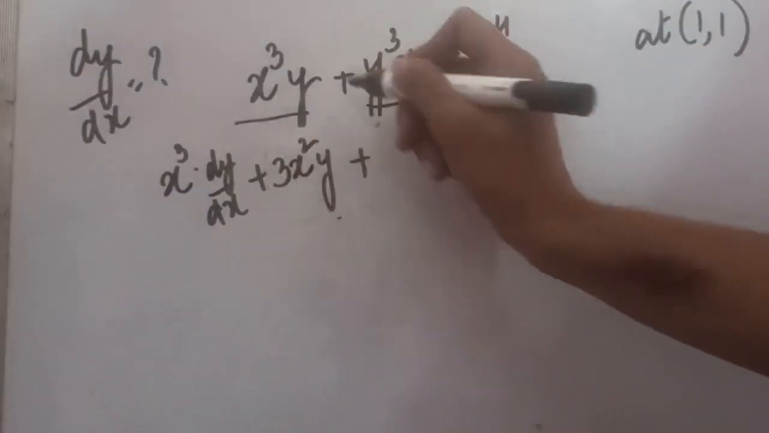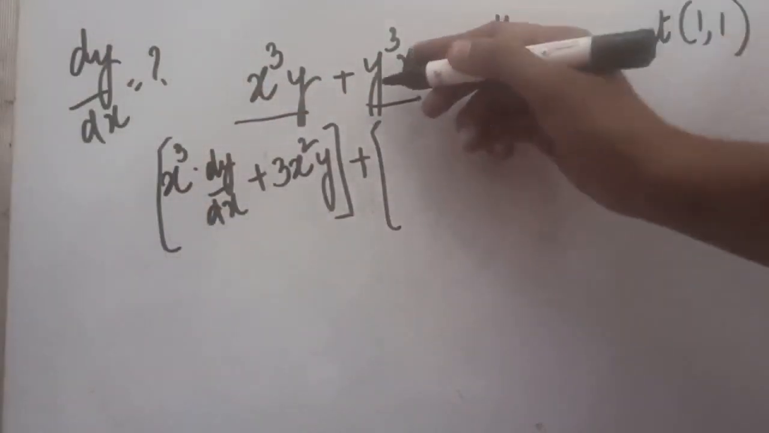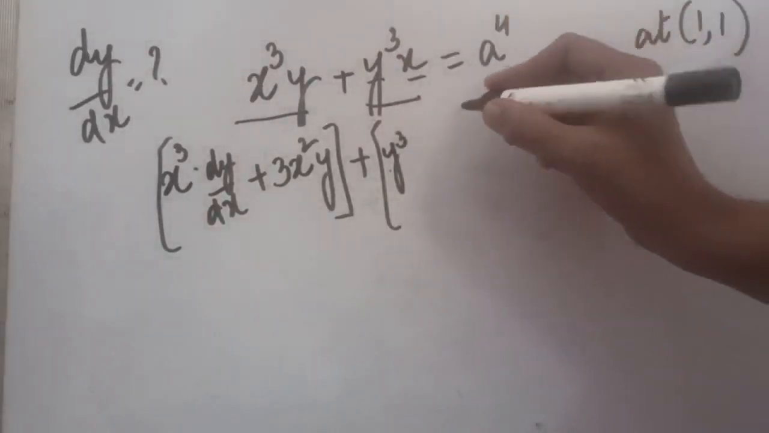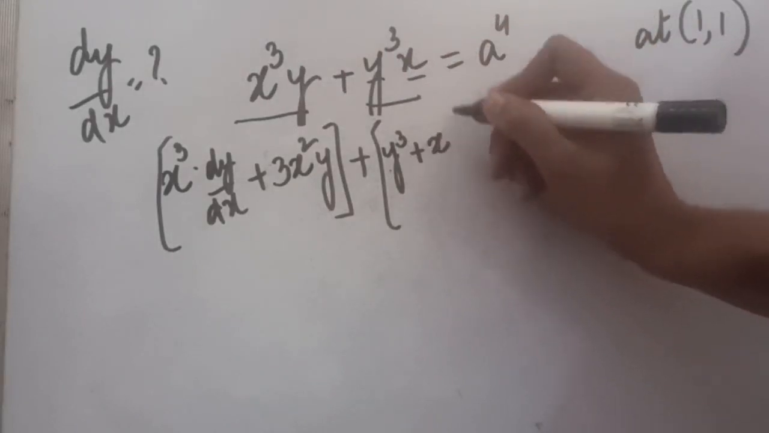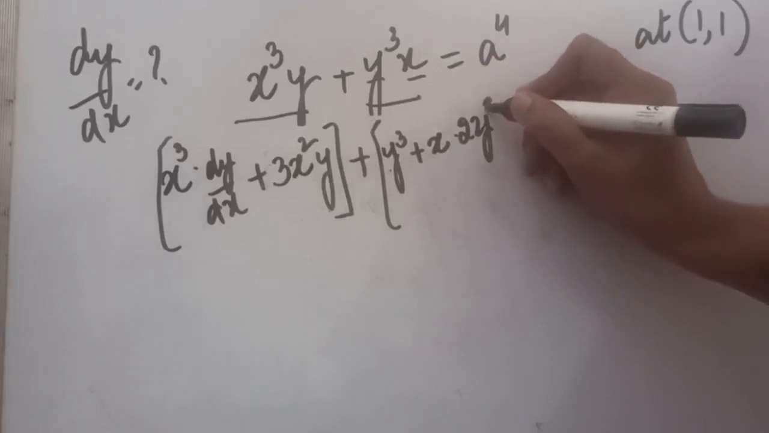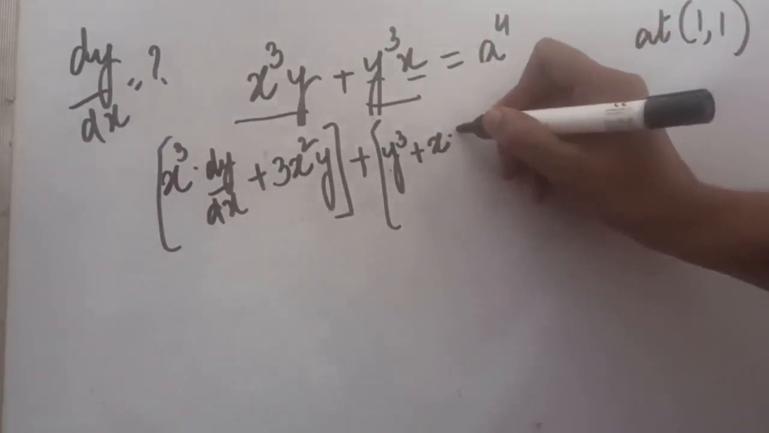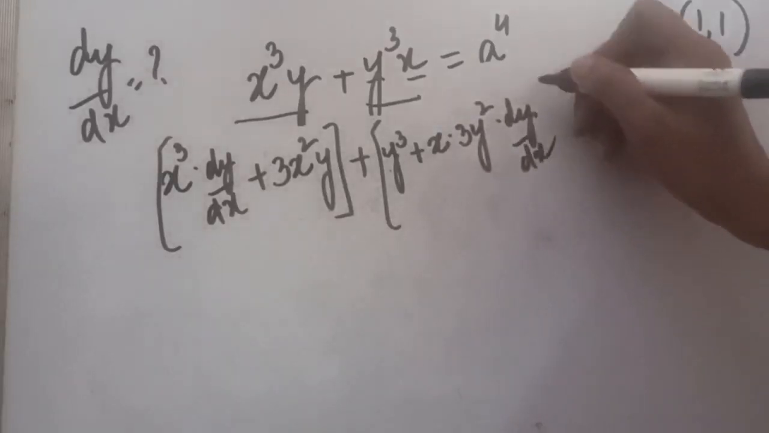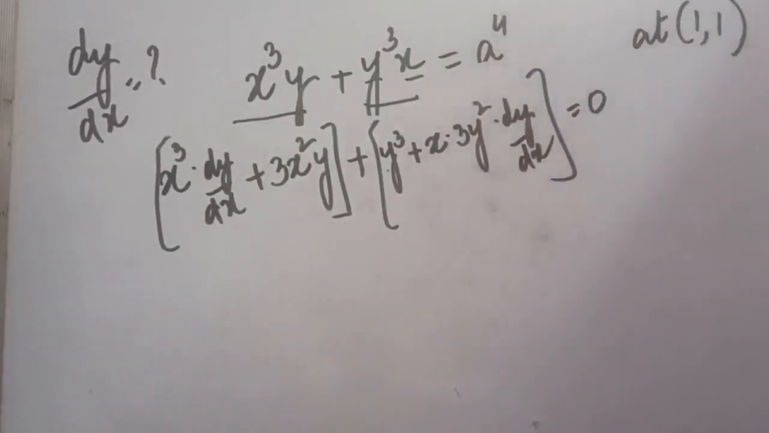Plus, so this was the differentiation of this portion. Coming to the second portion now, again the differentiation with the help of product rule. So first differentiation of x will be 1, we need not write, plus again x, differentiation of y cube will be 3y square and dy upon dx. So this is the differentiation of second part is equals to 0.